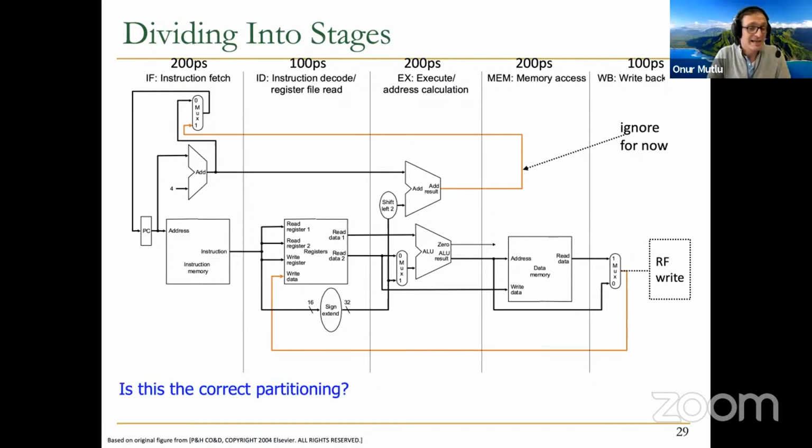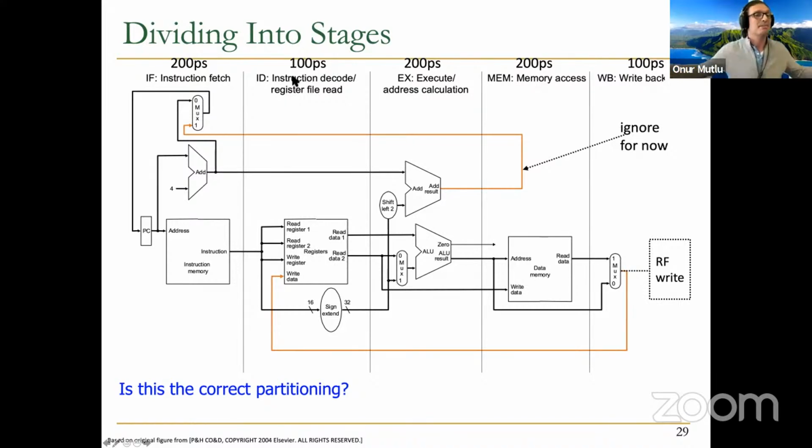But before we deal with that, we can even ask the question, is this the correct partitioning? Before we go into those bigger complications, there's a simpler thing that we can ask. This is not necessarily a simpler question to answer, but it's a simpler question to ask, perhaps. Did I partition things correctly? Why do I have only 100 picoseconds here? Maybe that's not a good idea.